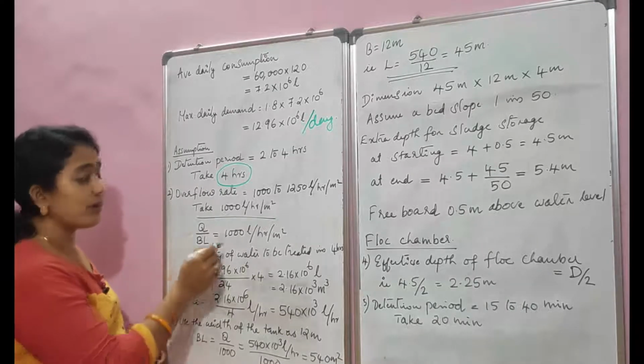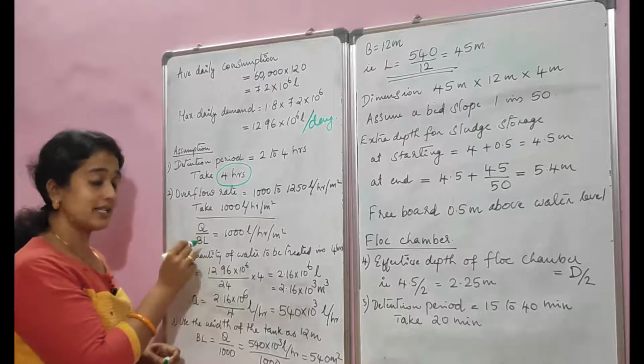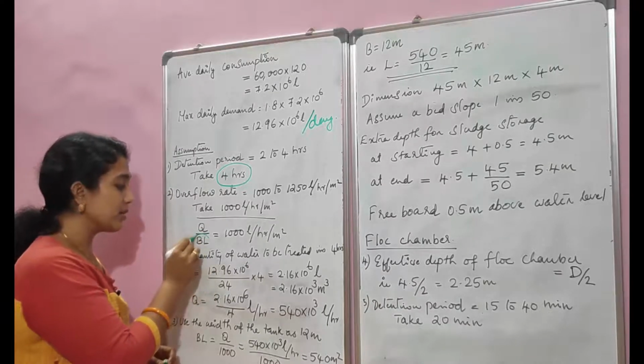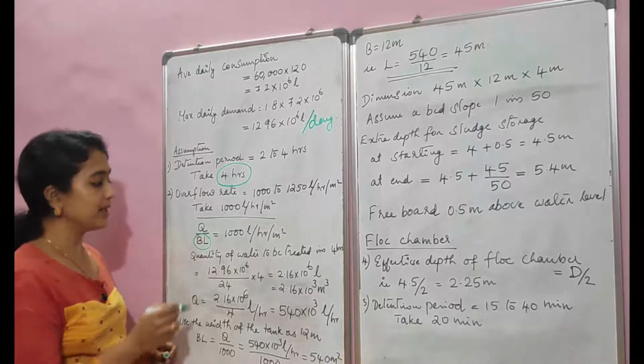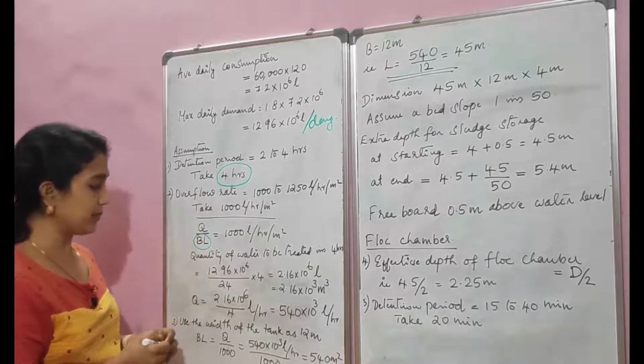Then, what is an overflow rate? Mathematically we can express it as Q by BL, that is, Q divided by the cross-sectional area. That is equal to 1000 liters per hour per meter square.